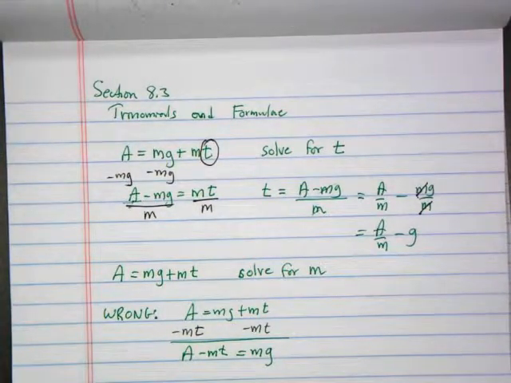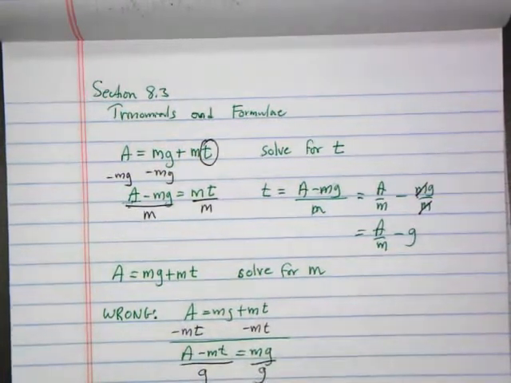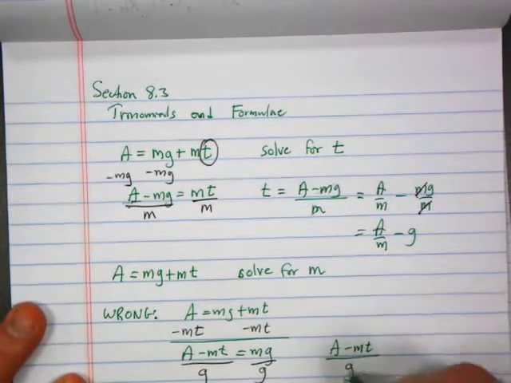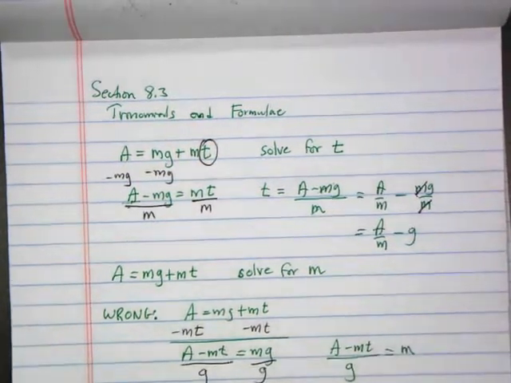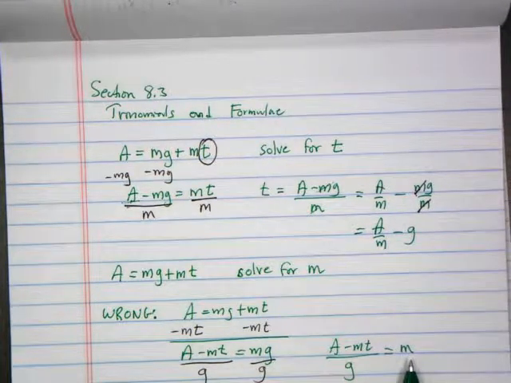Then what? Well, this m is connected by a multiply, so I would divide by g. A minus mt all over g equals m. Now, actually, I haven't really done anything wrong. All the steps I did are actually legal and correct, but that's not the right answer. Why not? Didn't we solve for m? Don't we have m over here all by itself? Yeah, but you need the other m.